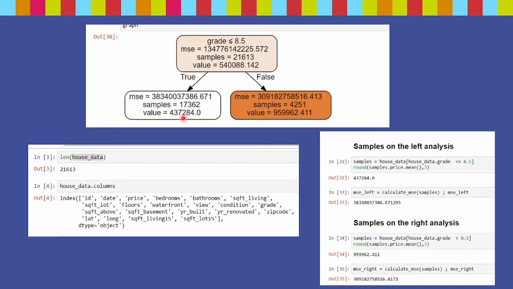This segment will consist of samples which have grade less than 8.5, and the average of these prices is 437,284. Now, how good or bad it is is given by the MSE, that is the mean square error, which you can see here. Similarly, if it is greater than 8.5, say suppose it is 10, then it would go into this region and the value would be predicted to be $959,962. So this is the concept.